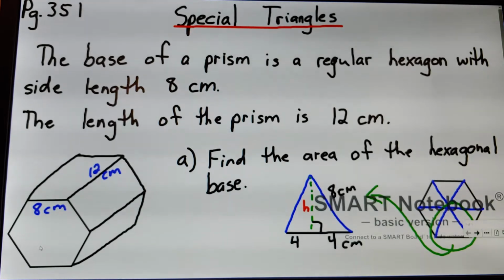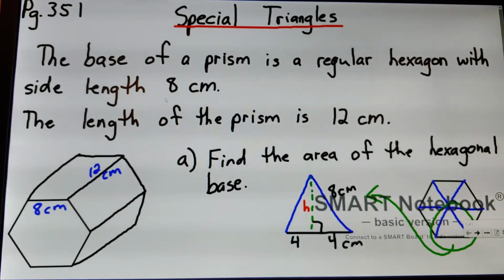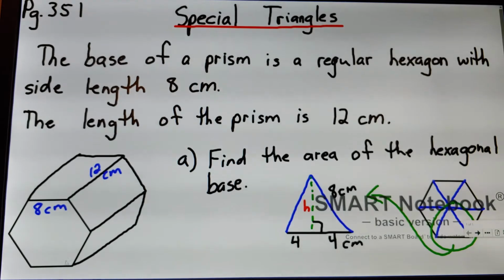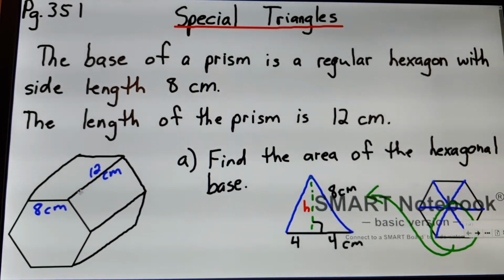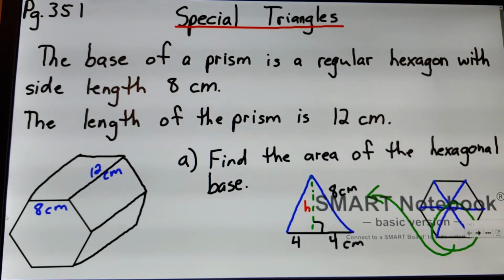Okay, so they give you a hexagonal prism here, and they say the base of it is a prism with a regular hexagon. Regular means all sides are equal, as you can see down at the bottom here. And they tell you that each of those sides are 8 centimeters. So 8, 8, 8, 8, and 8. The length of the prism is 12 centimeters. So first, they want you to find the area of that hexagonal base.